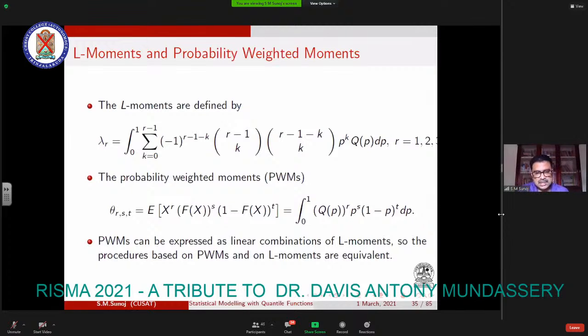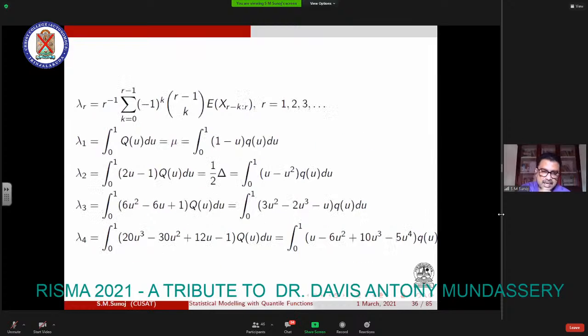So L moments are basically linear combinations of the order statistics. Now probability weighted moments are linear combinations of L moments. So the procedures based on PWM and L moments are equivalent. Which one is more handy, we can use it. Because both yield the same result, and if one moment is available, the other moments can also be obtained quite easily through a one-to-one relationship or a standard identity derived.